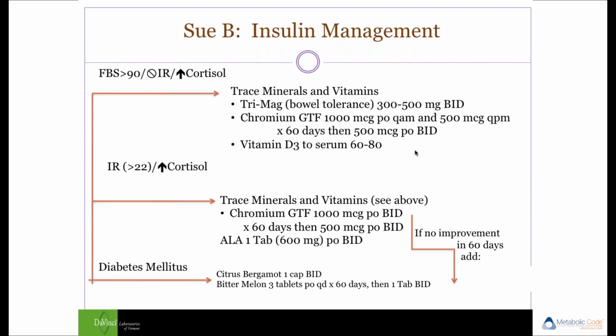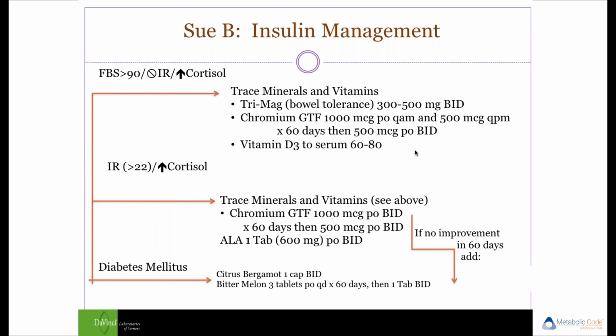So what are we going to do in terms of beginning to balance her blood sugar and insulin response? So if her blood sugar is above 90, but there's no frank insulin resistance and her cortisol levels are slightly elevated, you've got to add back in the trace minerals and nutrients to build her alkalinity, because if she's already starting to strip out minerals from her bones or waste selenium and zinc and magnesium through her kidneys, we know that her metabolic efficiency is going to decline.